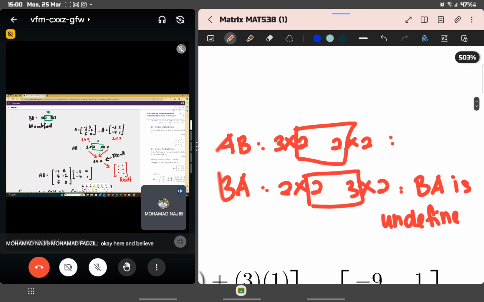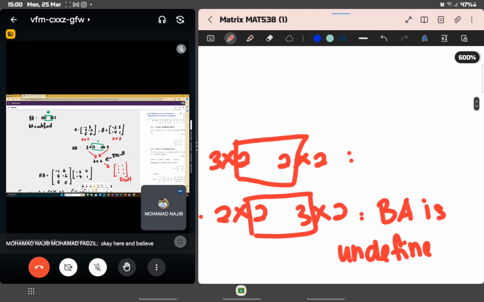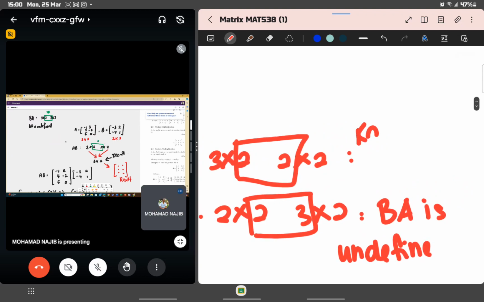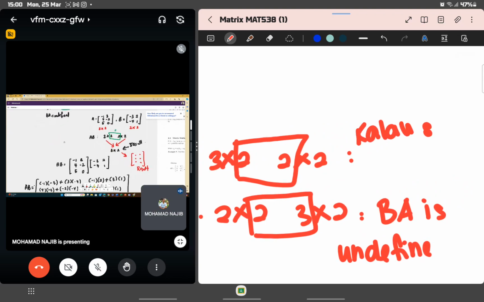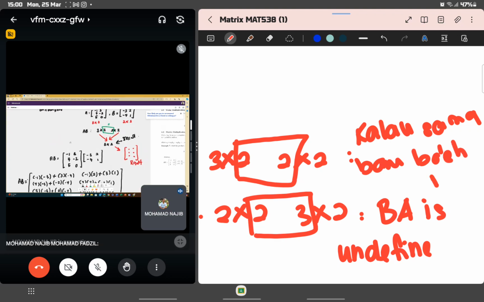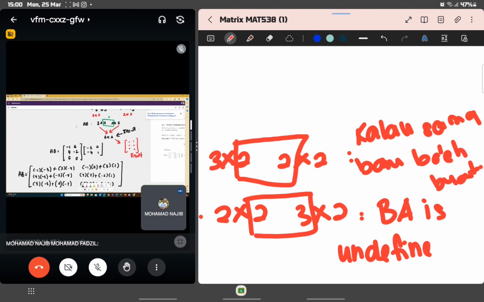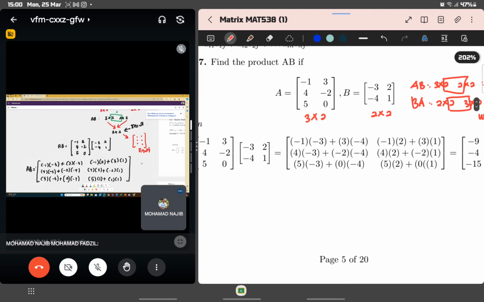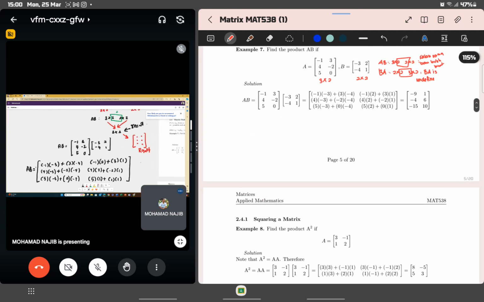Dia ada syarat dia. Kenapa situasi ini berlaku? Sebab saiz tak sama ni. 3 by 2 dengan 2 by 2. Kalau saiz sama tak ada isu. Saiz sama okey je. Okey. Right. Sekarang ni kita nak mula darab AB. AB lah. Okey. Cuba tengok macam mana kita mula darab. Saya padam balik. Kita mula dari awal.